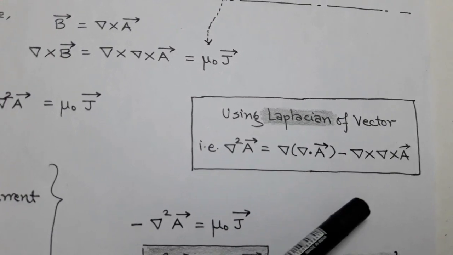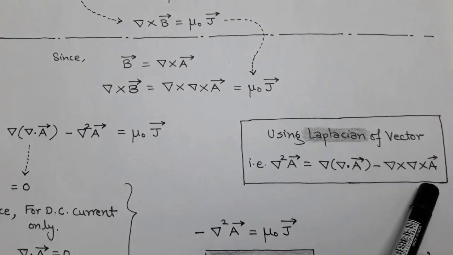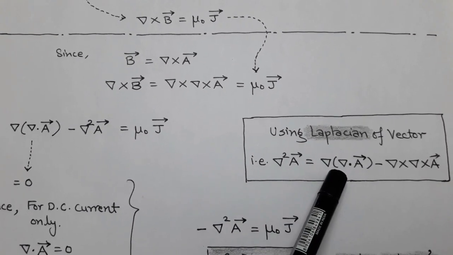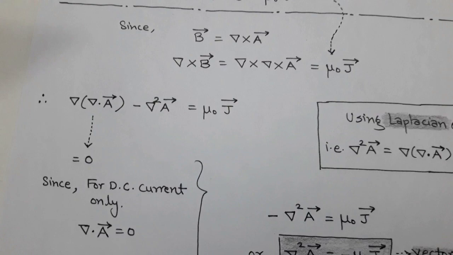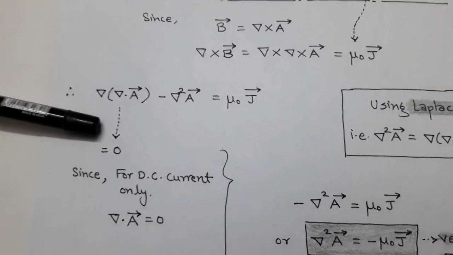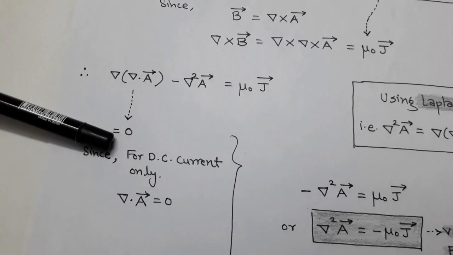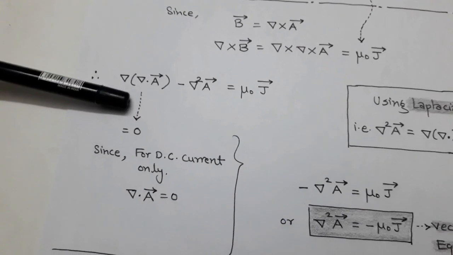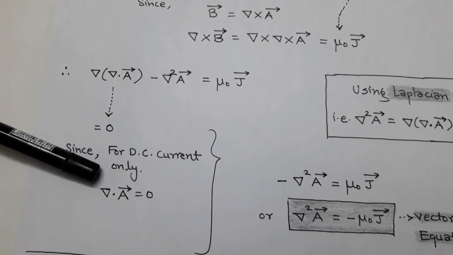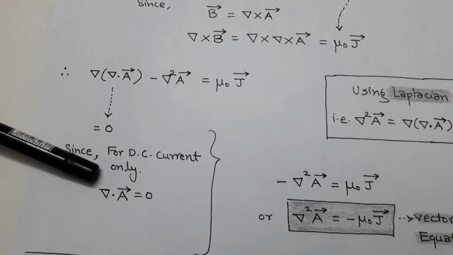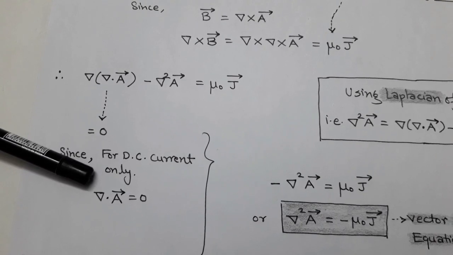Okay, so from here we use the curl of the curl of A vector. The curl of curl of A vector is equal to the gradient of the divergence of A vector minus del square A vector, and it is equal to mu naught J vector. And we know that the gradient of the divergence of A vector is equal to 0. This is because in magnetostatics we use a DC current only. That's why the divergence of vector A equals 0, because the magnetic flux lines or magnetic field is continuous. It has no divergence. So the vector magnetic potential also has no divergence.